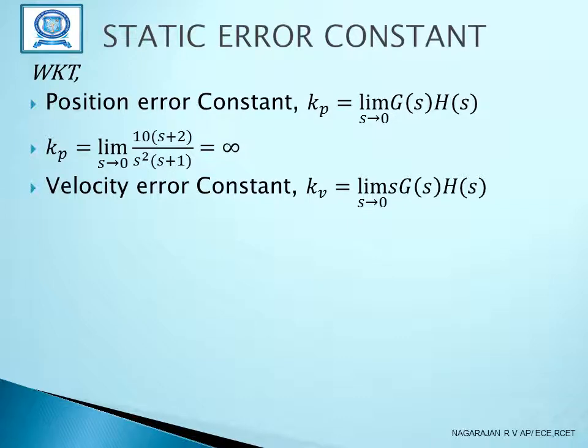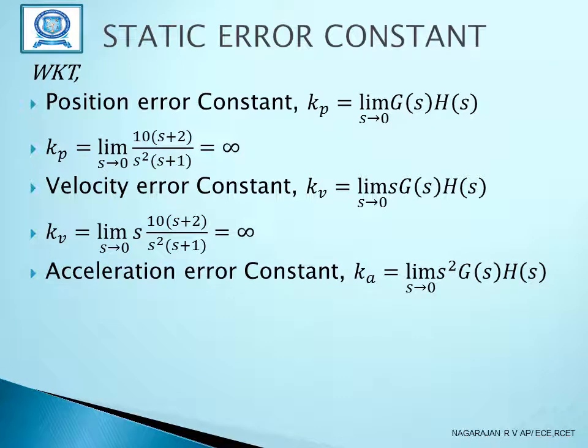And next, the velocity error constant. Kv is equal to limit s tends to 0 of s into G(s) into H(s). We know that the H(s) value is unity, so this is 1. After that, substitute the G(s) value and also apply the limit s tends to 0, that is, replace s by 0. So we will get infinity, that is, the Kv value is infinity.